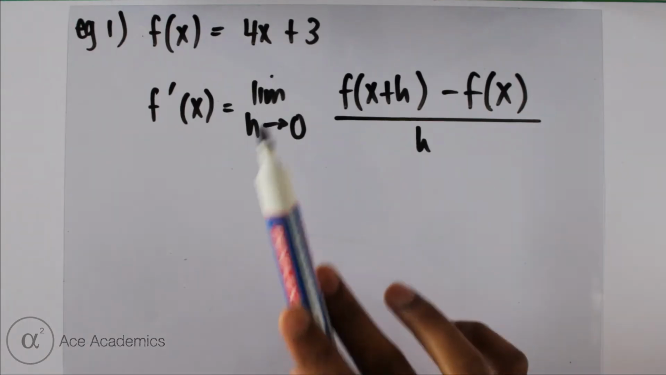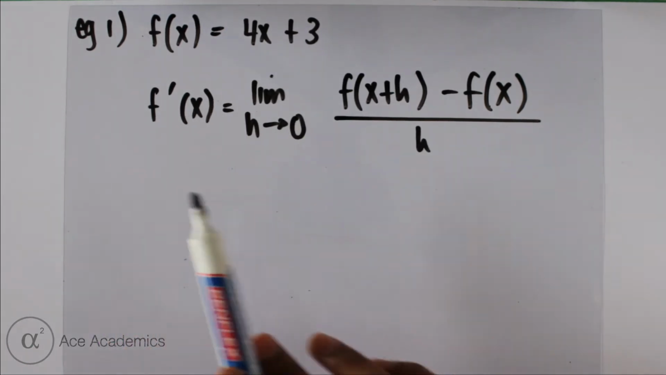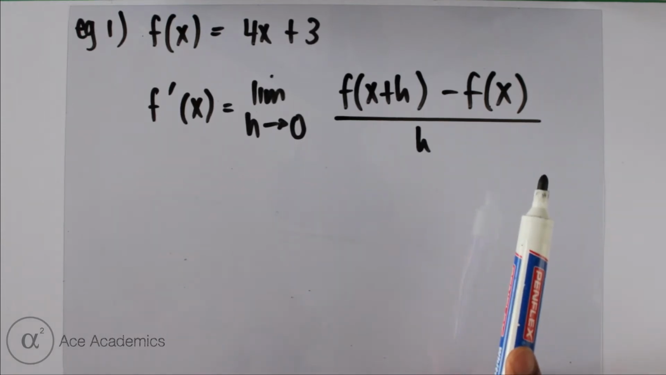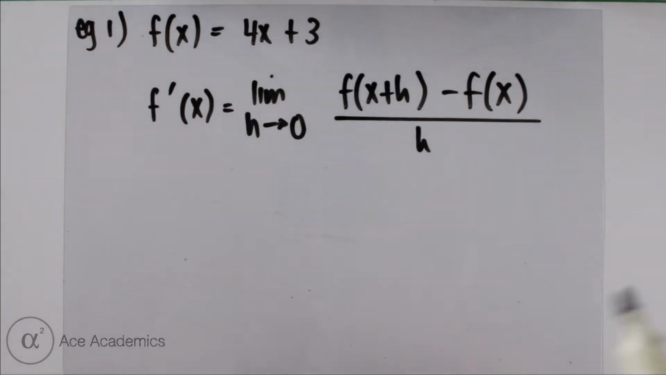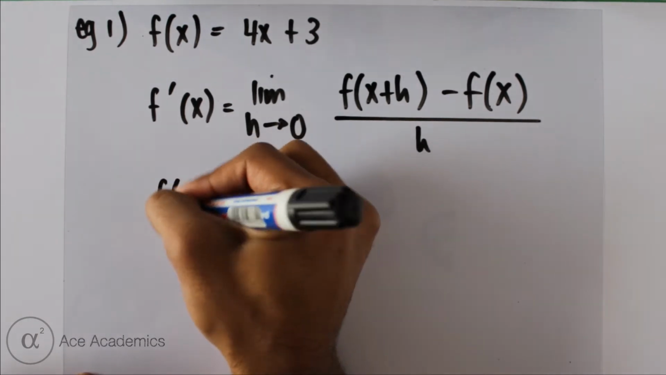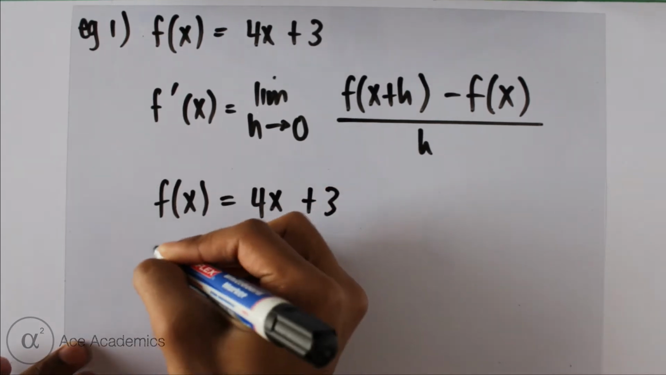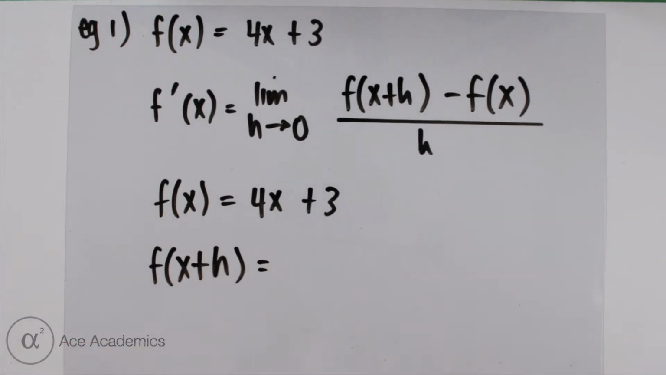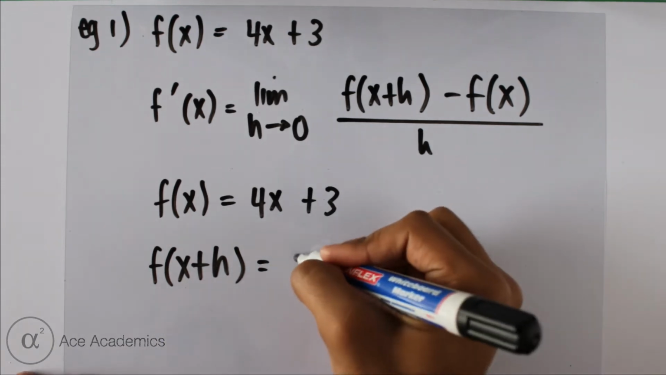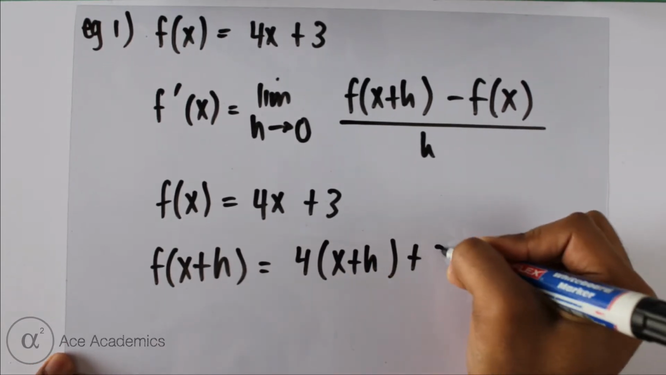The first example, we look at the function f of x is 4x plus 3. And here we have our equation for the derivative of the function. I'll be simplifying f of x plus h and f of x separately in order to make it look tidier. So, f of x is just from our equation, which is 4x plus 3. And f of x plus h essentially means that wherever x is in the original function, we're going to substitute x plus h. So, instead of 4x, it's going to be 4 into x plus h, plus the 3 that was originally there.